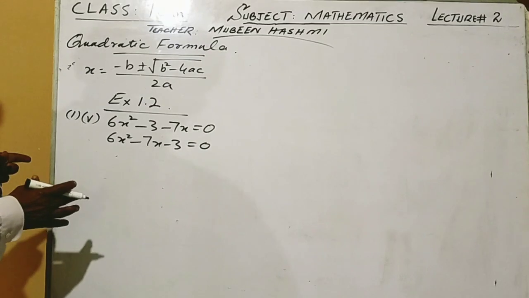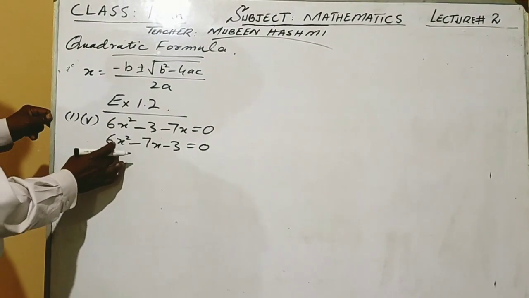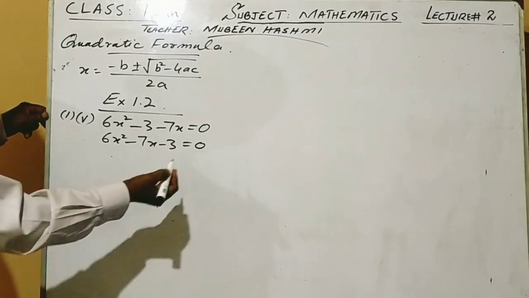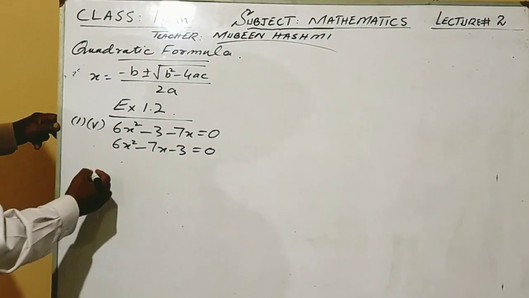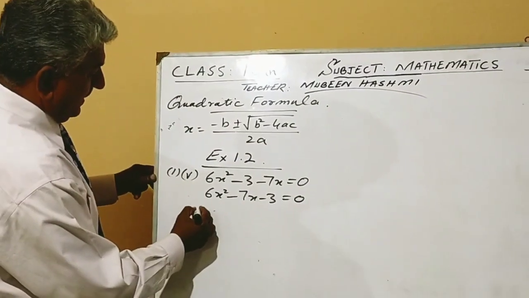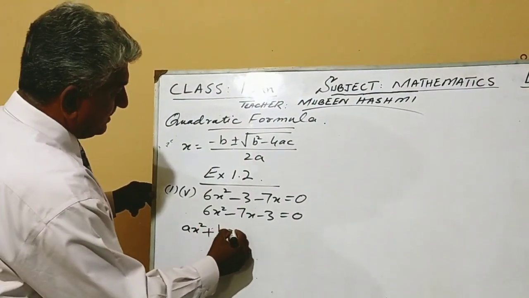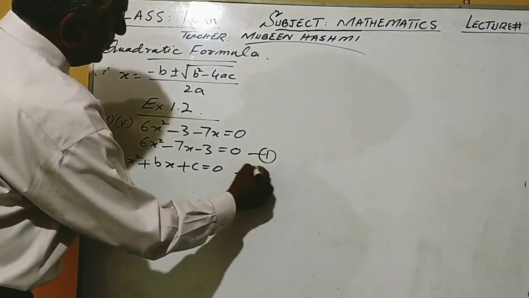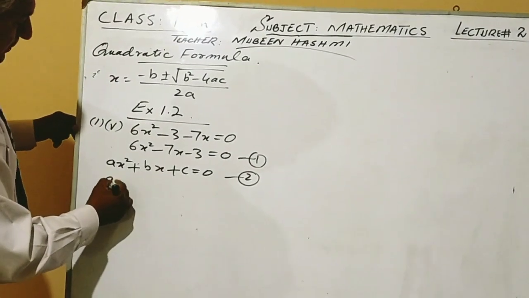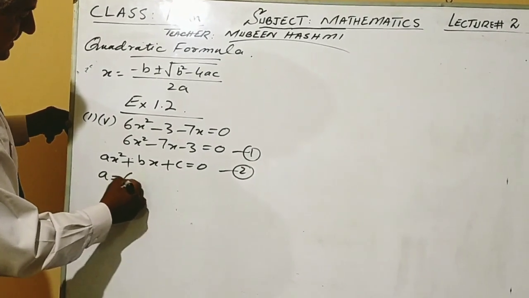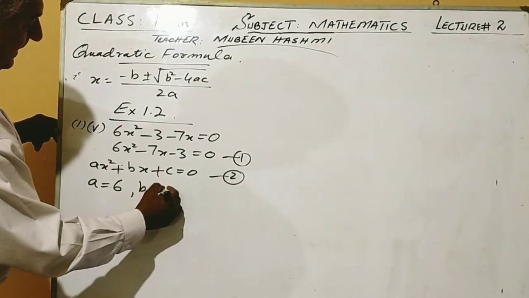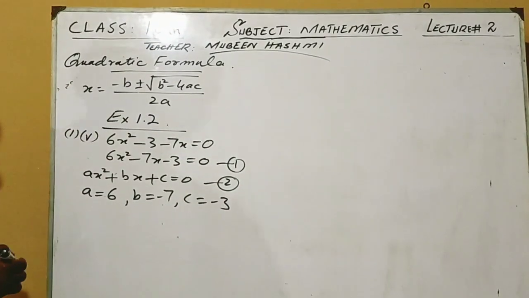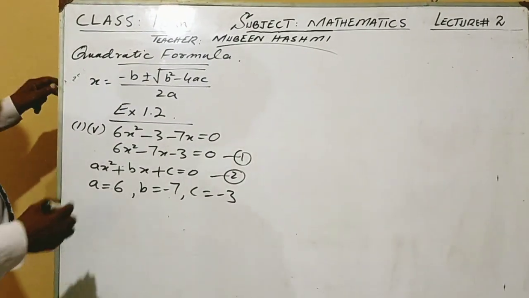Now you should compare this equation with the standard form of quadratic equation, which you already studied in the first lecture, that is ax square plus bx plus c. Now if you compare the two equations, you will find a is equal to 6, b is equal to minus 7 and c is equal to minus 3.